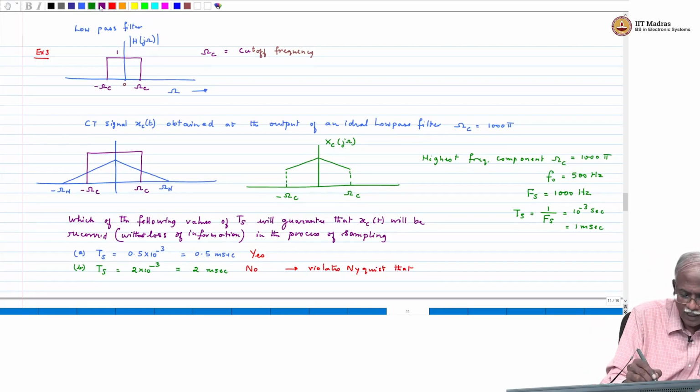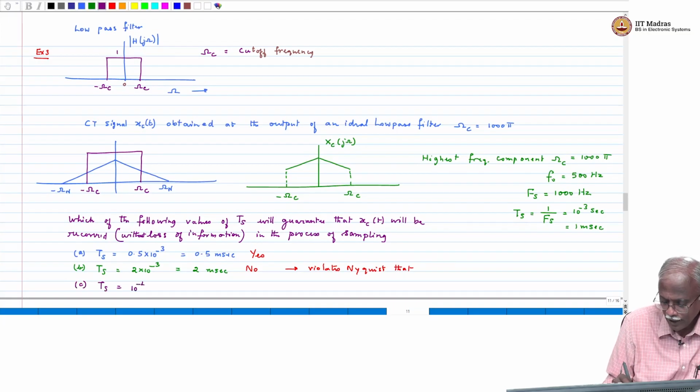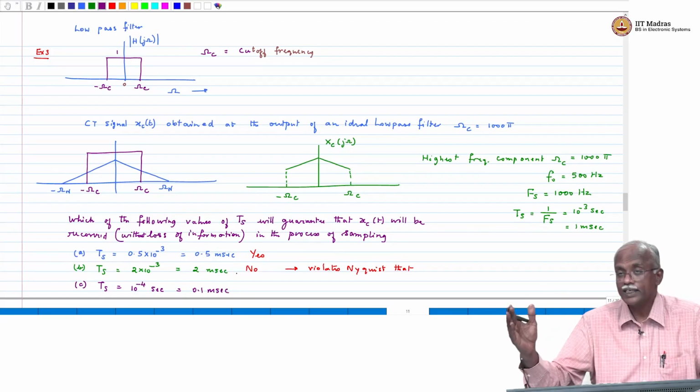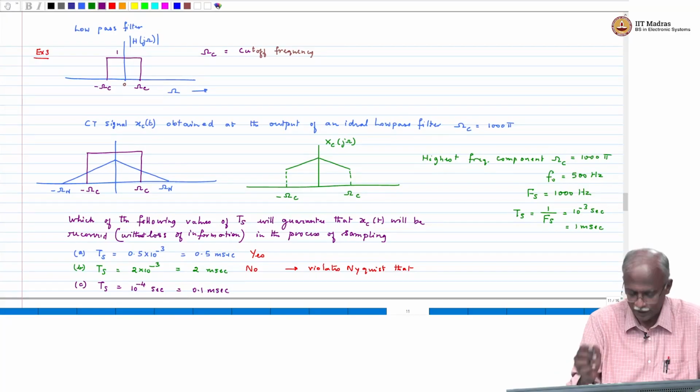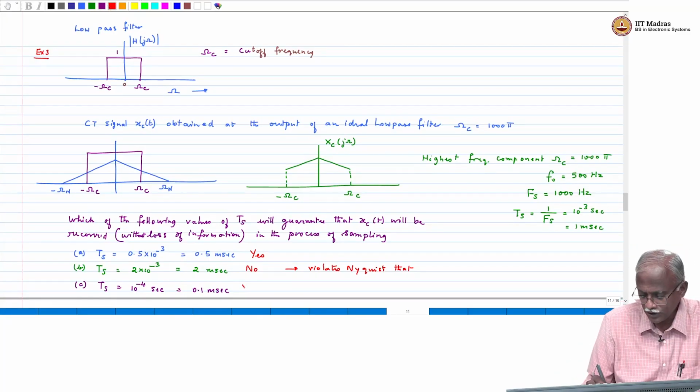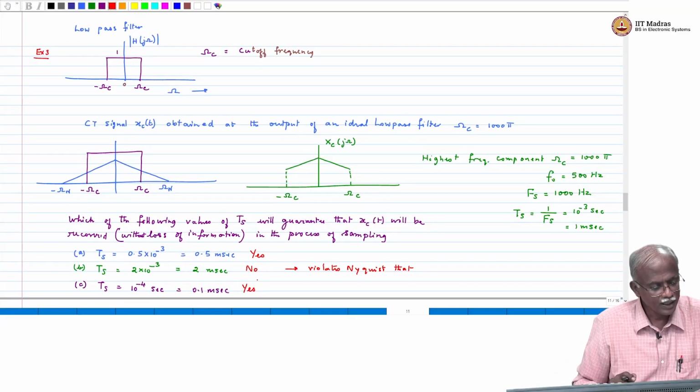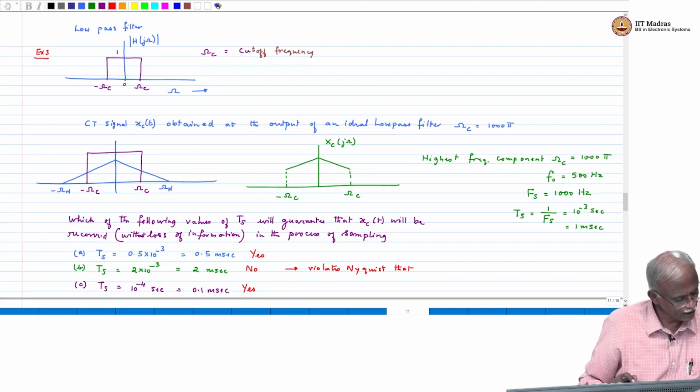Let us take one last example. Third example, Ts is equal to 10 to the power of minus 4 seconds, which is 0.1 millisecond. 1 millisecond is what we need, 0.5 itself is even better, and 0.1 is better still. So of course, this will also be a case where we can satisfy the Nyquist criterion.